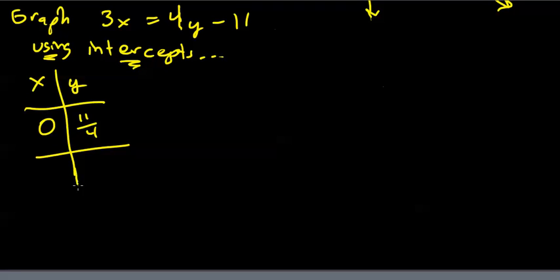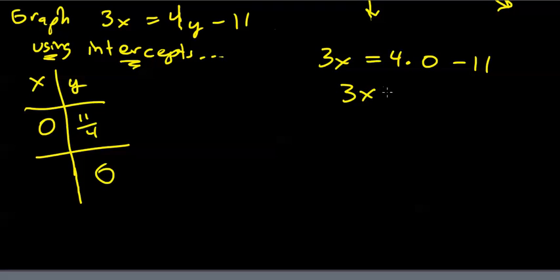Well, if I'm looking to find the x-intercept, I'm going to let y be 0. Right. So 3x equals 4 times 0 minus 11. I'll substitute y equals 0 in the given equation. And 4 times 0 is 0. So 3x equals minus 11, and x equals minus 11 thirds.